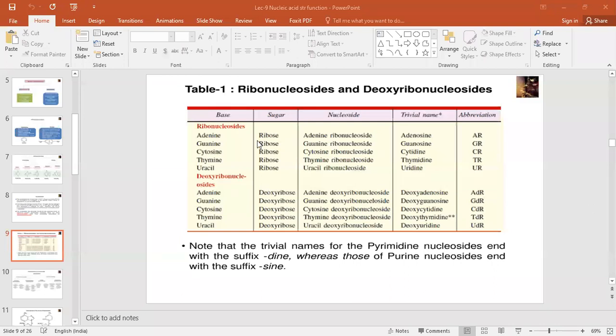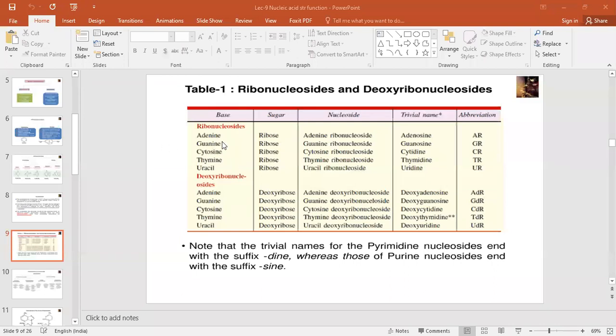Examples of ribonucleosides are base plus sugar. Adenine plus ribose gives adenine ribonucleoside. And the trivial name is what? Adenosine. Now see, when there is a ribonucleoside, then at the end the suffix 'sine' is added, or 'ine'.